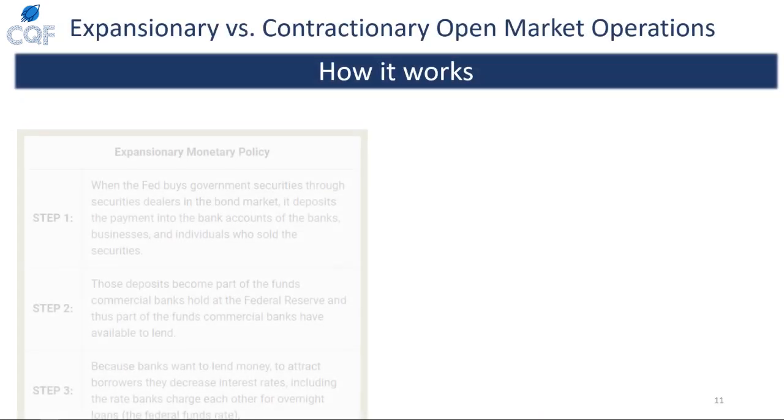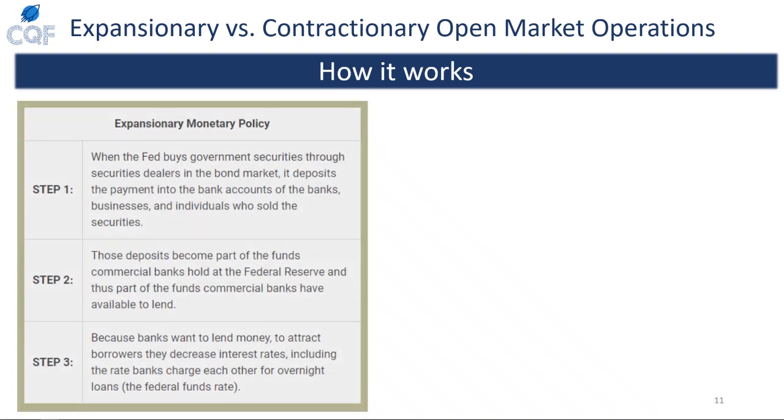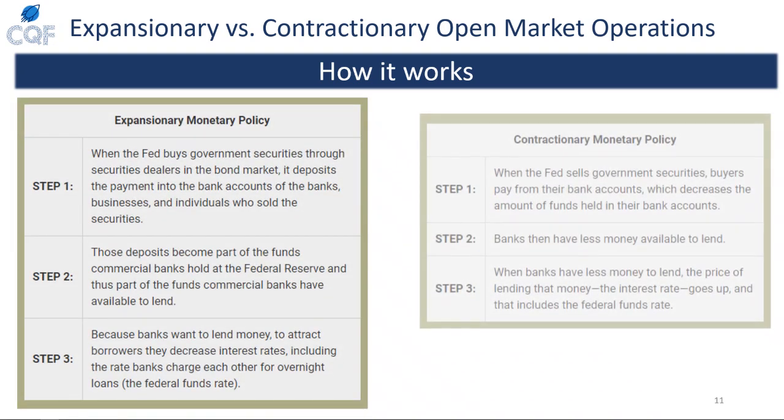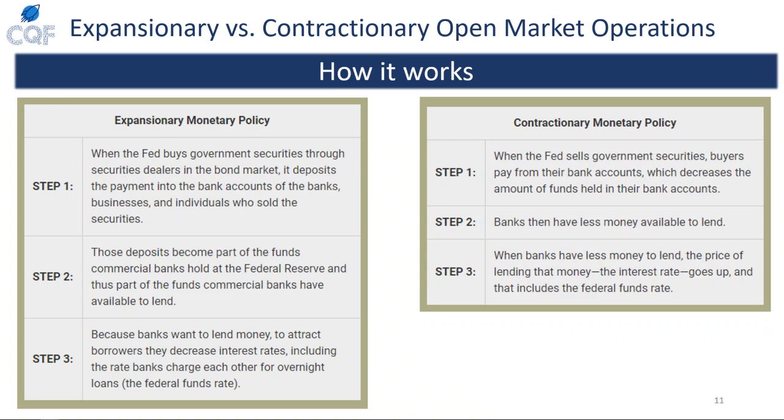So let's do another example of expansionary versus contractionary open market operations. Contractionary is just the opposite of expansionary here, so I'll just talk expansionary. I already hit it, but I'll reiterate it so I can hammer the point home. Expansionary policy means they're trying to boost the economy and lower unemployment. So how do they do this?